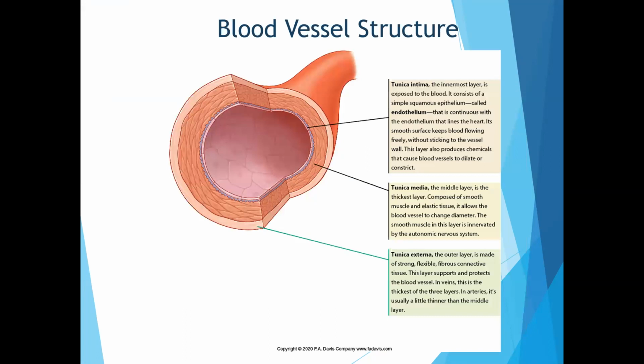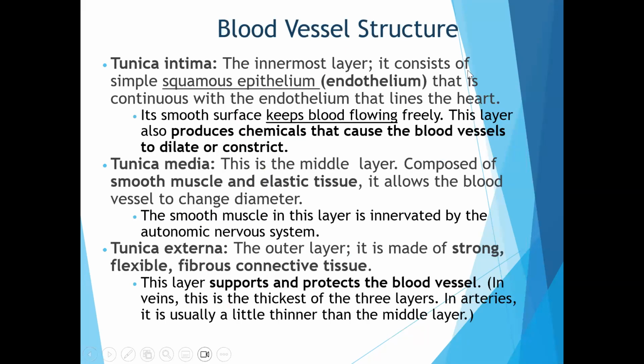And then this layer also is going to produce our chemicals that cause vasoconstriction or vasodilation. So we'll talk about that concept as well. All right, our middle layer is the tunica media, so think M middle. So this is going to be our muscle layer, smooth muscle and elastic tissue. So this is going to allow that change in diameter.